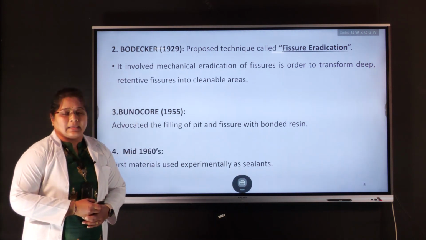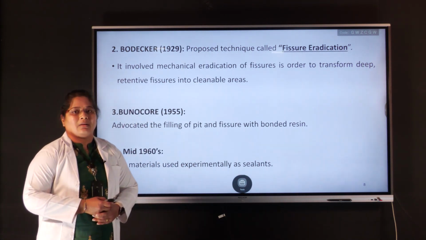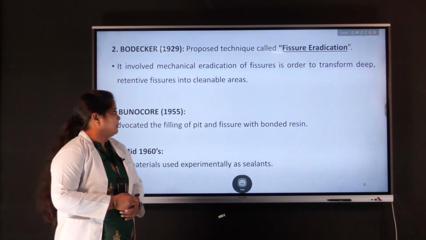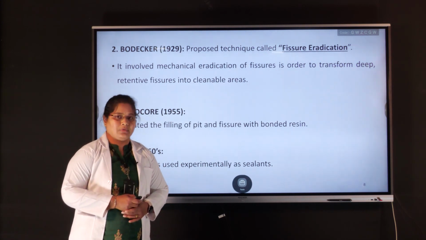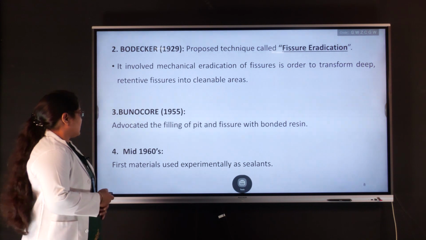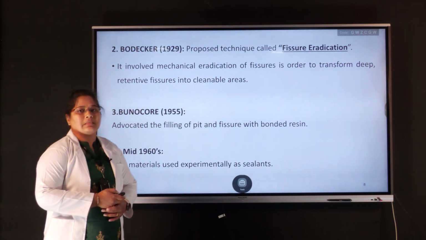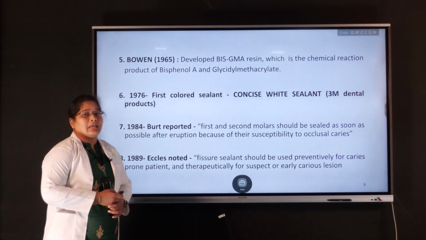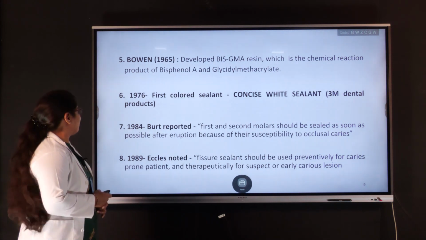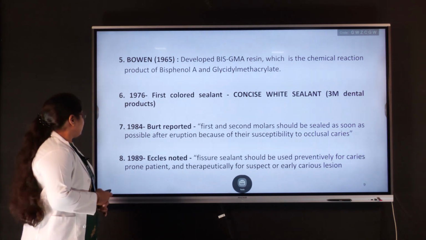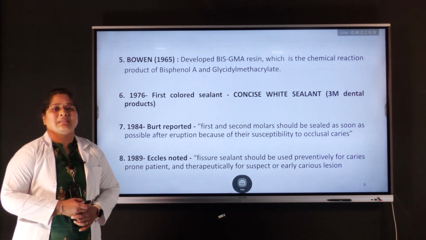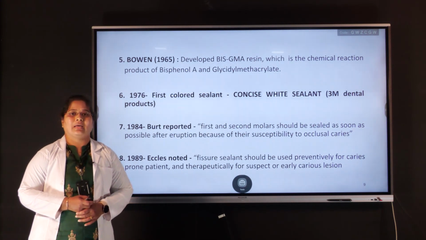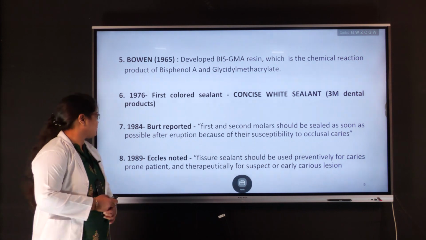Bodecker introduced fissure eradication, which is nothing but widening the deep narrow fissures. Buonocore developed a bonded resin for the pits and fissures, and the first resin was experimentally used in the 1960s. Bowen developed BIS-GMA in 1965. The first colored sealant was introduced in 1976, that was the white color sealant. Next, Burt reported that first and second molars should be sealed as soon as they erupt into the oral cavity because they are prone to dental caries.